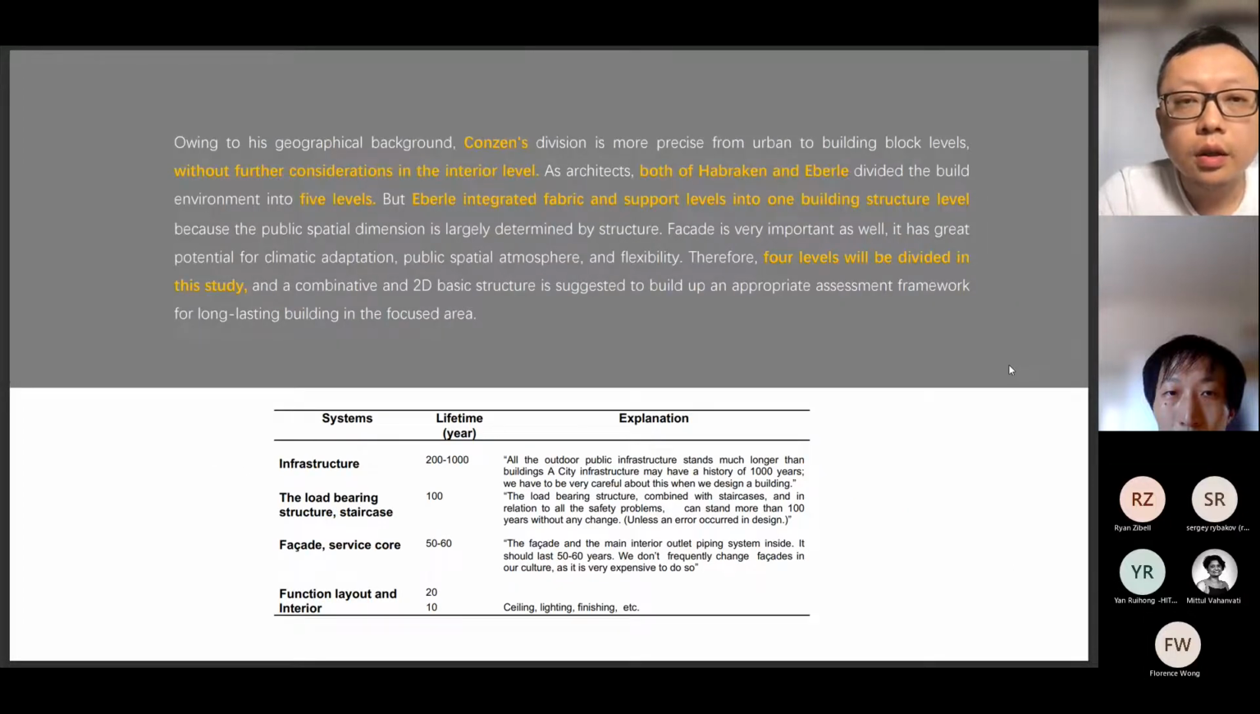So at the end of our methodology introduction, we divide the built environment into the 4 classic divisions. One is the infrastructure, the second is the load-bearing structure, the third one is the facade system, and the last one is the function and interior. Next slide, please.